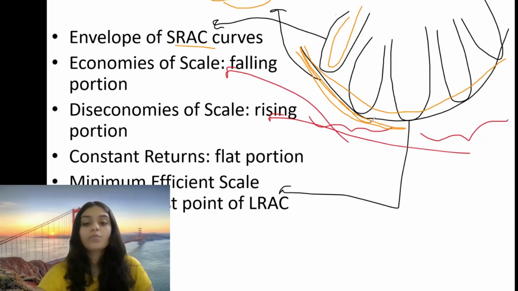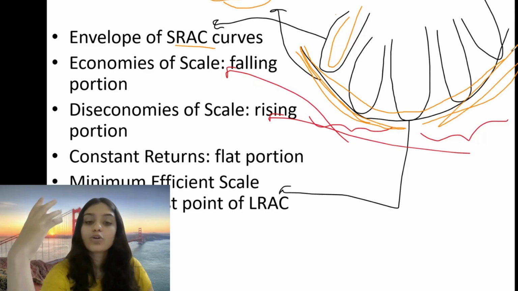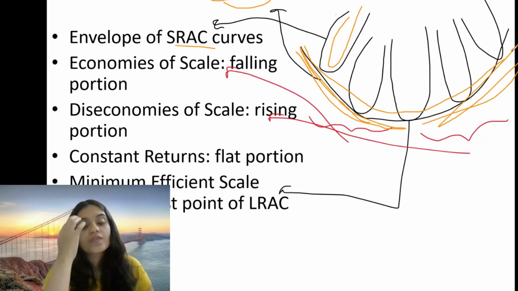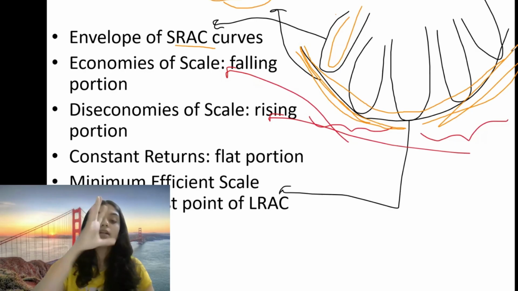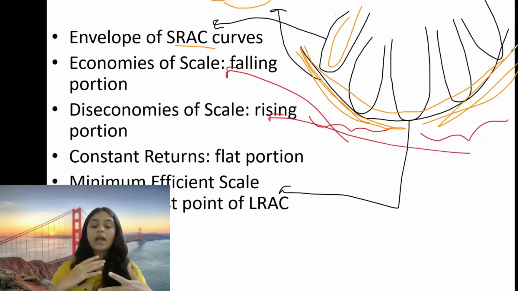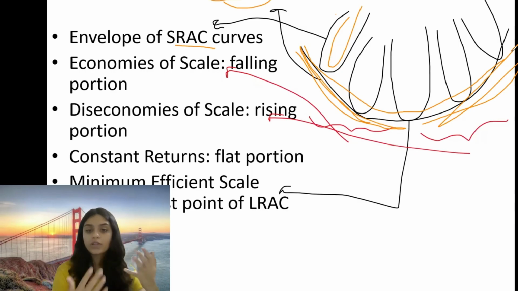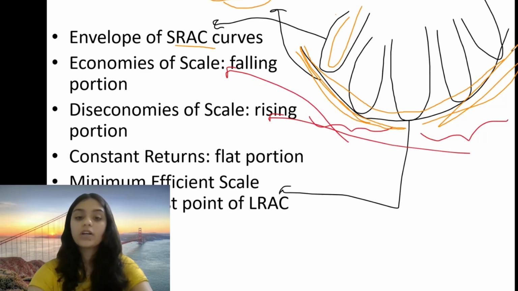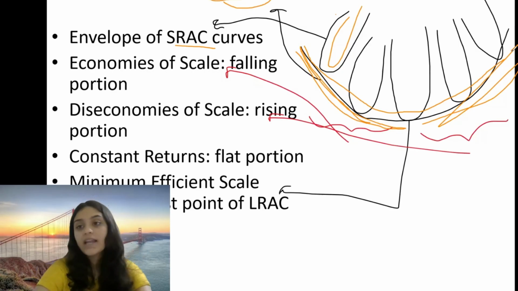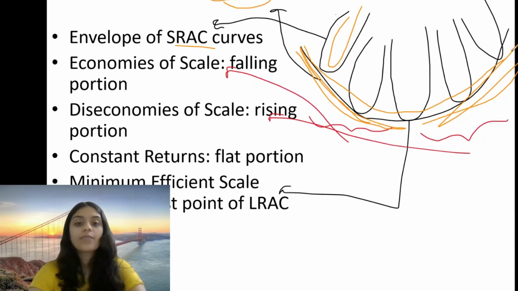Now, how are diseconomies of scale related to LRAC? The upward sloping portion, this portion, shows us diseconomies of scale. Beyond a certain size, the cost actually rises. There can be many reasons for this, like bureaucracy or poor communication, overcrowding of resources, management inefficiency, or higher maintenance cost, we can say.